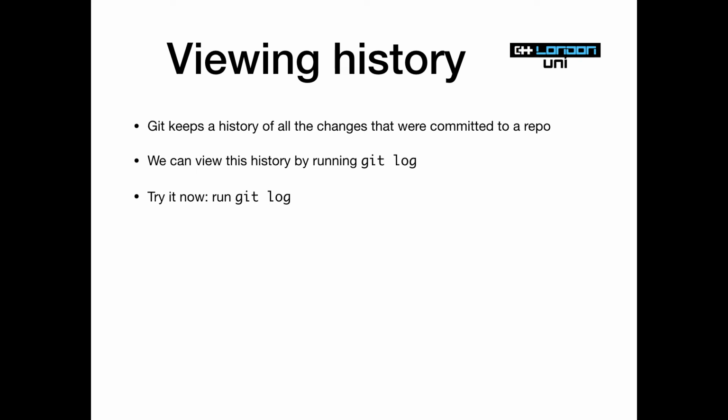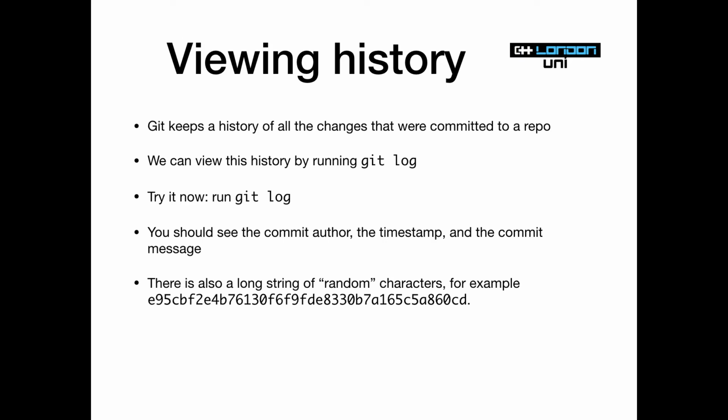All right. So if you do this, you should see, because we've only got one commit to our repository, you should see the author, the timestamp, the commit message, all the useful information. And if we had more commits, you'd see all of those listed as well. There's also this long, weird sequence of random-looking characters. You might notice that.